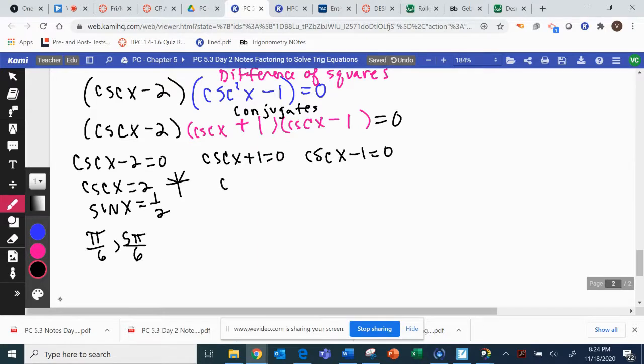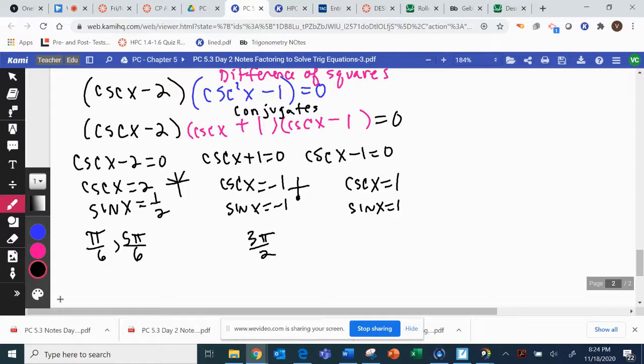For this one, we've got cosecant x equals -1, which is the same thing as sine equaling -1. So that would be down here at 3 pi over 2. And then cosecant x equals +1, which is the same thing as sine x equals +1. And that would be right up here at pi over 2. So we are going to put our answers in order. We'll start with pi over 6, pi over 2, 5 pi over 6, and 3 pi over 2.